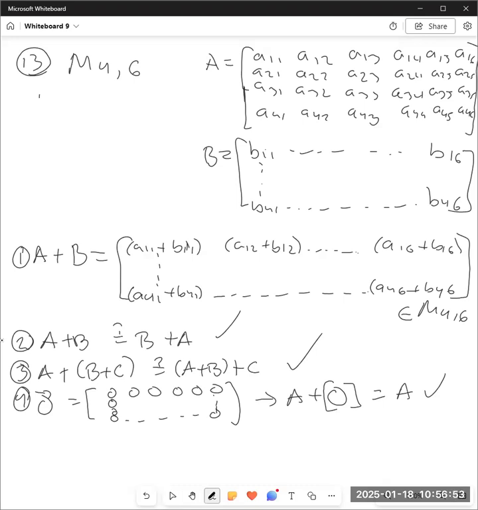Axiom 5: is there a negative A such that A plus negative A is equal to the zero matrix? Yes, there is. You can just change the sign on every single one of these, and that'll be a 4x6 matrix. Moving on to our multiplication axioms here.